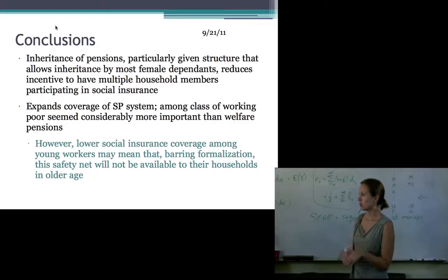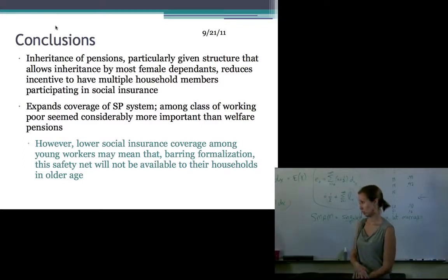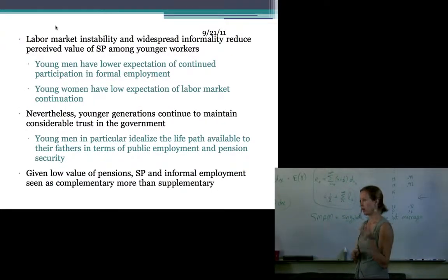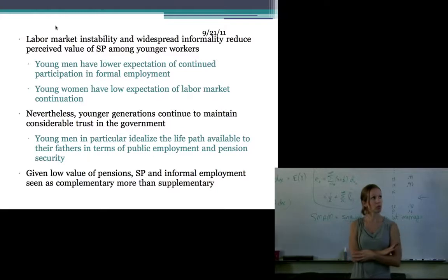But the young generation basically are in households in which nobody has access to social insurance. So there are benefits that can be shared, and you sort of need one member in. But a lot of these younger households just didn't have a member in. I think also among young women, or among women in general, this issue, the fact that pensions can be shared, is a disincentive to labor force participation in some way, because you don't expect to need the sort of long-term benefits of being employed. In general, labor market instability and informality reduce the perceived value of social protection among younger workers, particularly among young men.